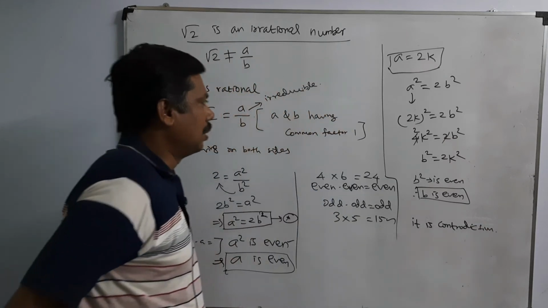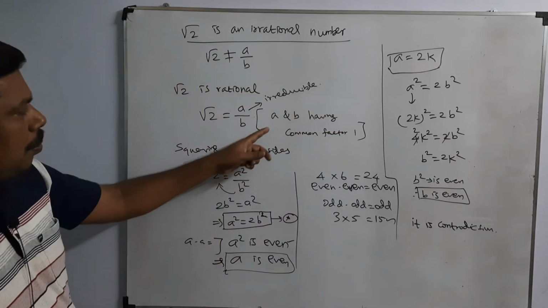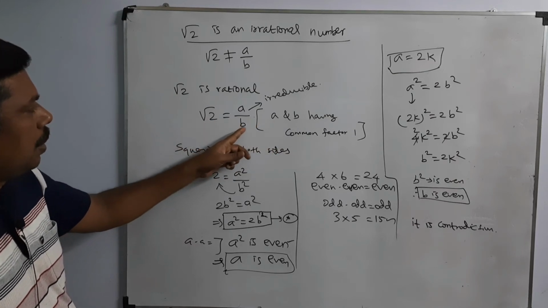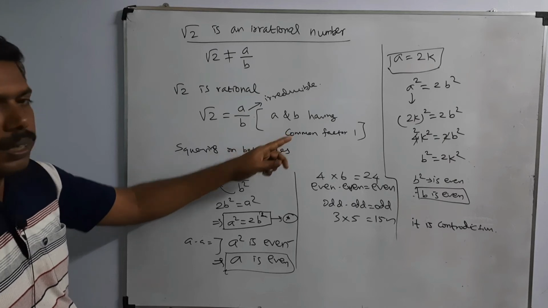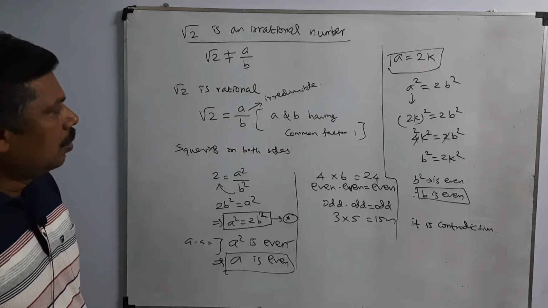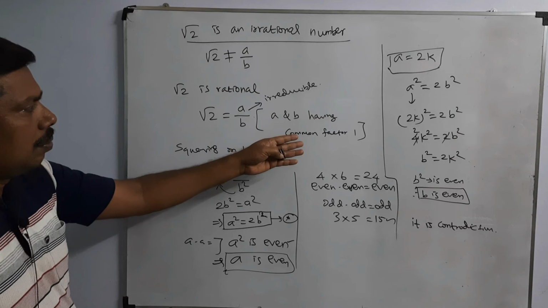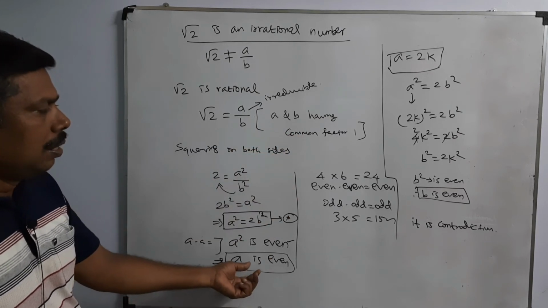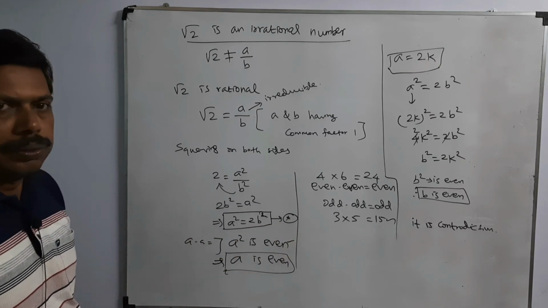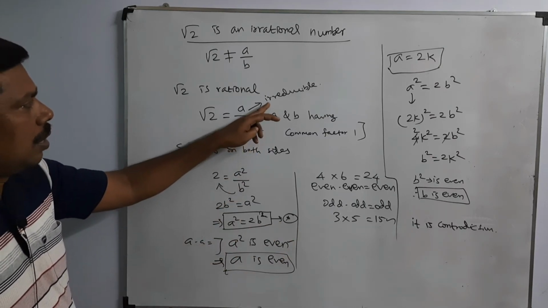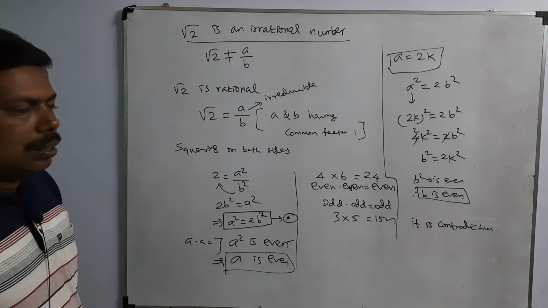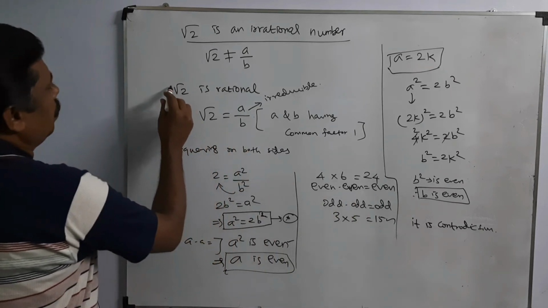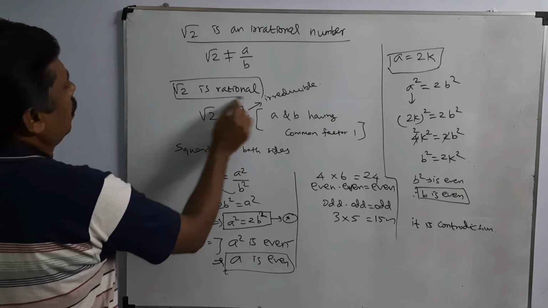It is a contradiction because in the starting we took root 2 as a by b, with a and b having only the common factor 1, no factor other than 1. Now we get a and b having the common factor 2, that is, a reducible form. So this is a contradiction.